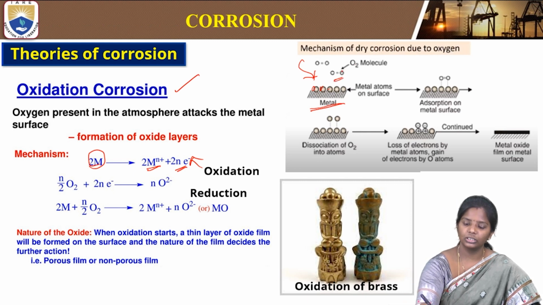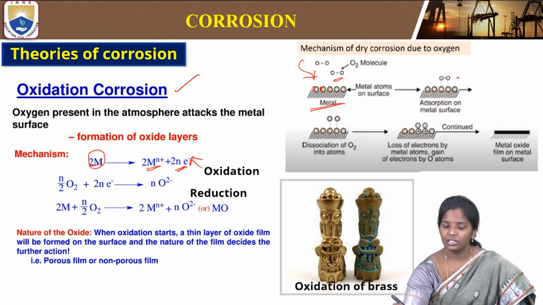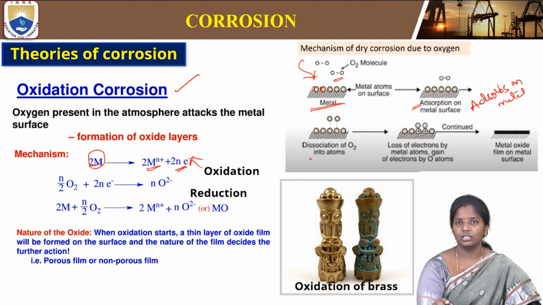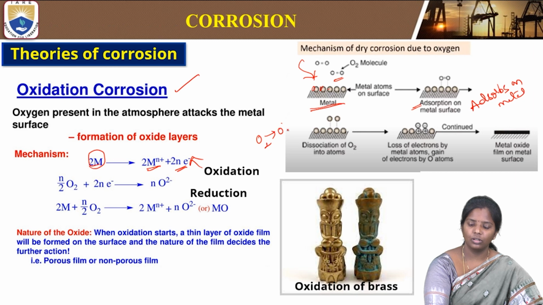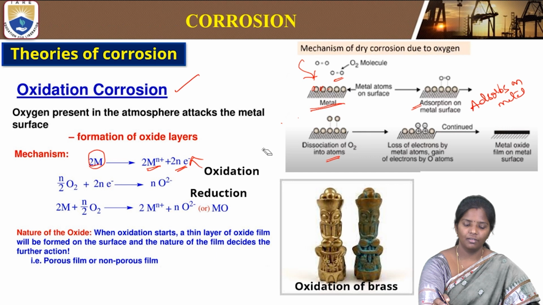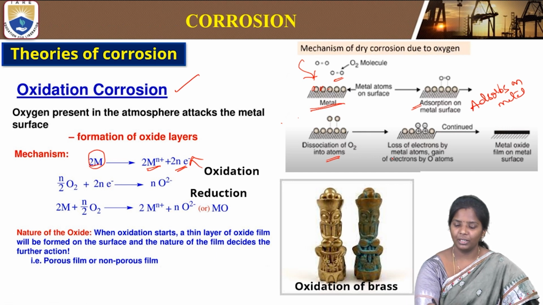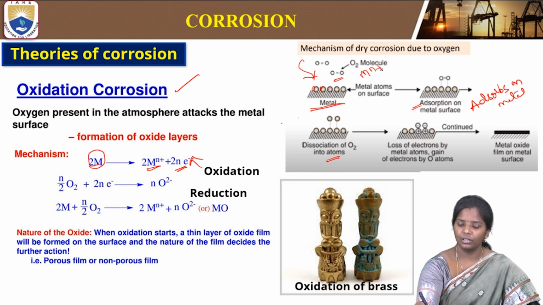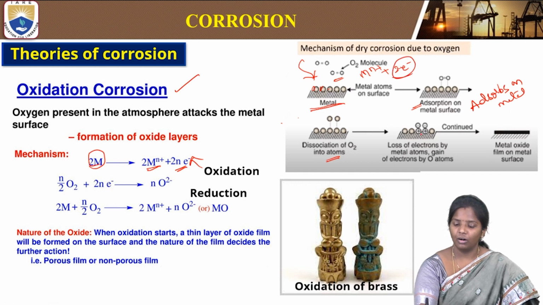This O2 oxygen reacts with these metal atoms. First it adsorbs on the metal. Then it dissociates into oxygen atoms. The metal then loses electrons, M goes to M2+ plus 2 electrons. These 2 electrons combine with the oxygen. There is loss of electrons by the metal atoms and gain of electrons by the oxygen atoms.